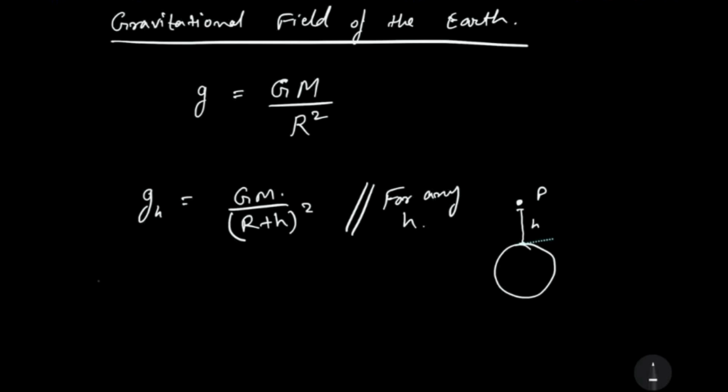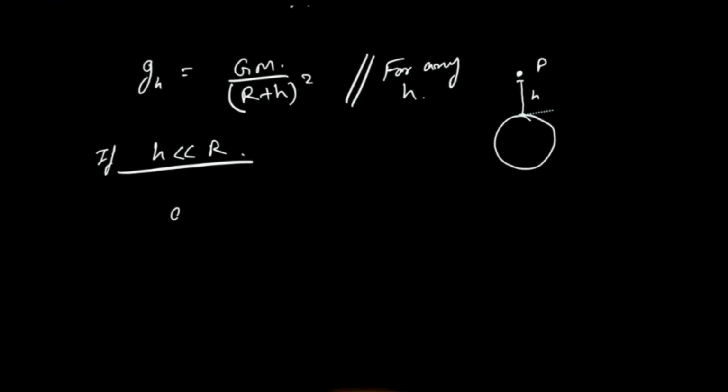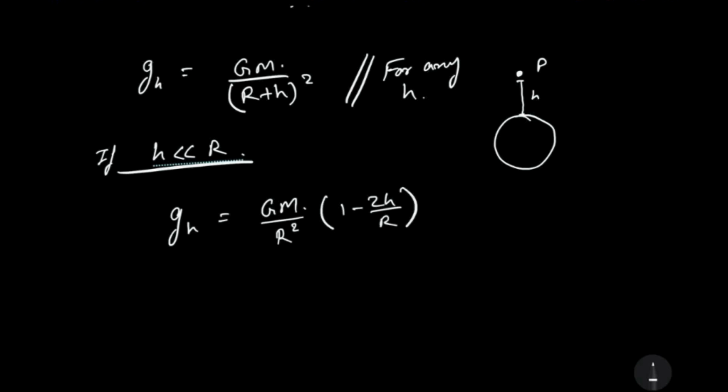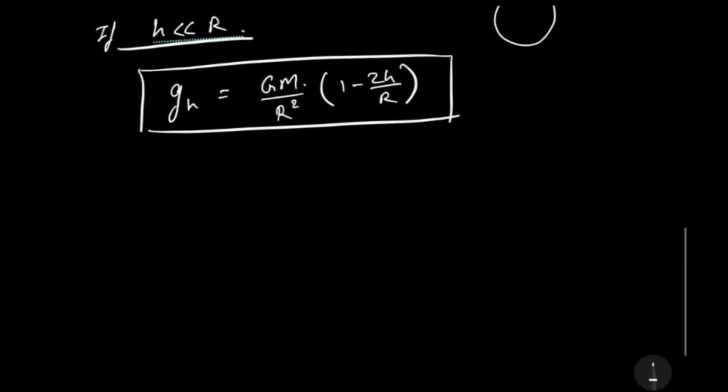But if h is very, very small compared to R, I showed you in the class how g_h can be written as GM by R square times (1 minus 2h by R). You remember this? You have it in your notes? Yes, sir. All right. So this is the variation of g with height. This is one way to write it.